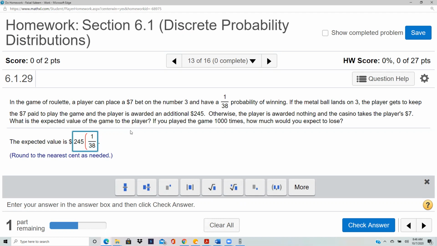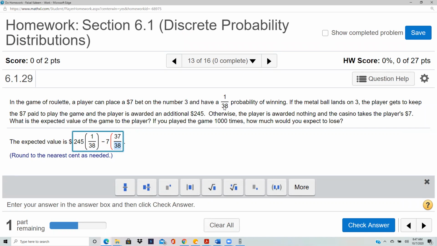And then in the event that you lose, then you lose your $7. So minus 7 is the losing amount. And if you win 1 by 38 times, one time out of 38, it means you will lose 37 times out of 38. So 37 by 38.